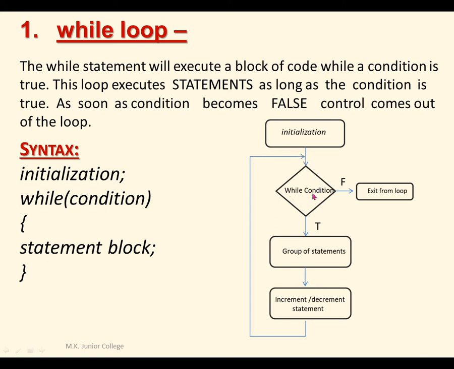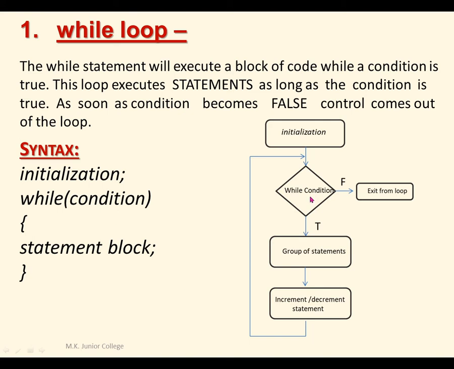If again the condition is true, it performs the block of statements a second time. It increases or decreases your counter. Again it goes to check whether the condition is true or false. This time, if the condition is true, it goes a third time inside the loop. It performs all the statements and increments or decrements your counter. Again it goes to the while statement to check the condition.